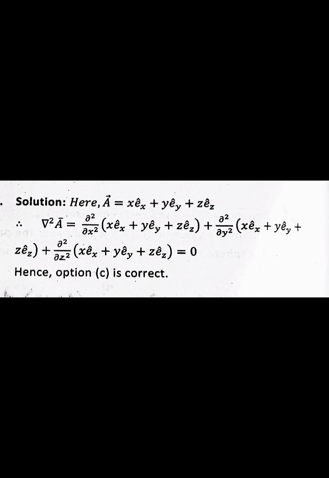Next question is, if A is equal to x ex cap plus y ey cap plus z ez cap, then ∇²A equals dash. Here A is equal to x ex cap plus y ey cap plus z ez cap, then ∇²A is equal to ∂²/∂x² of (x ex plus y ey plus z ez) plus ∂²/∂y² of (x ex plus y ey plus z ez) plus ∂²/∂z² of (x ex plus y ey plus z ez), which is equal to 0. So the answer is option C.